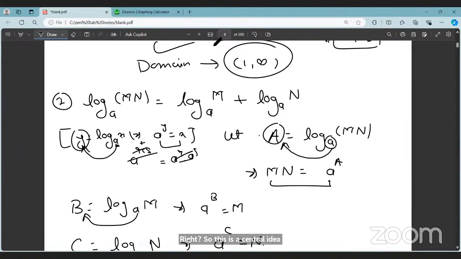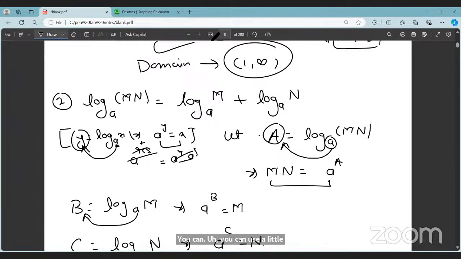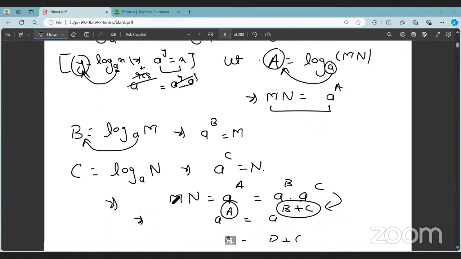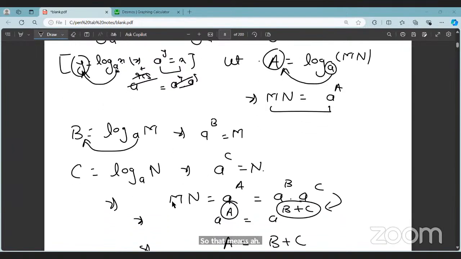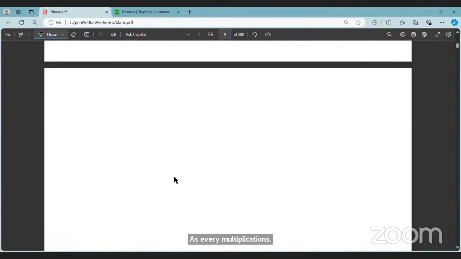You can use a little bit of this. So all the properties you can easily prove via this equivalence, and there will be some algebraic computation. So I'll just state all the properties only.